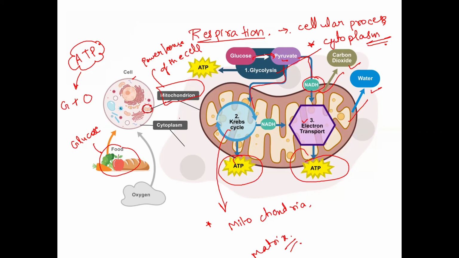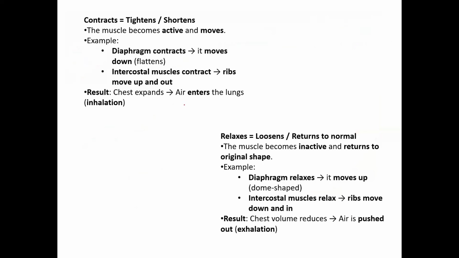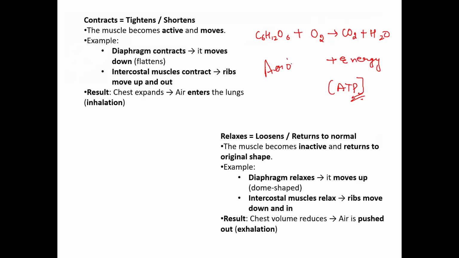So what is the word equation for it? The word equation is glucose, C6H12O6, combined with oxygen, gives us carbon dioxide, water, and a huge amount of energy in the form of ATP, adenosine triphosphate. This is aerobic respiration. Why is it aerobic? Because it consumes oxygen.